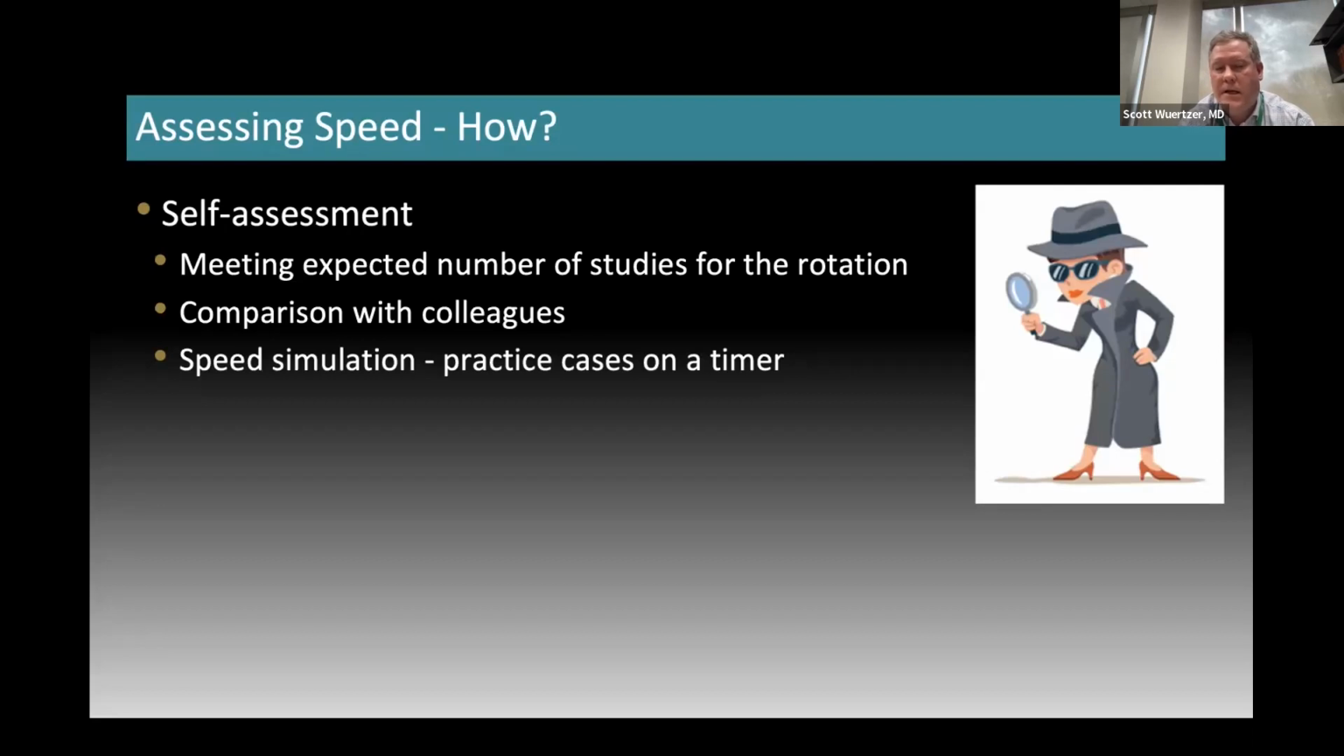Sometimes as residents get ready for call, we'll have them do a call practice. We have some software that they can go through, and sometimes they'll time each other or time themselves. So again, yet another way that they can assess themselves.